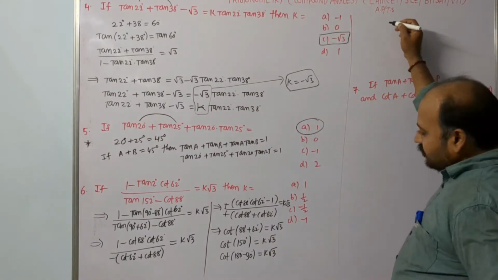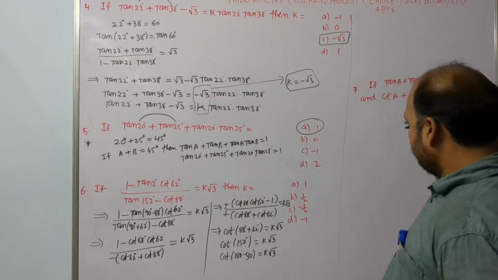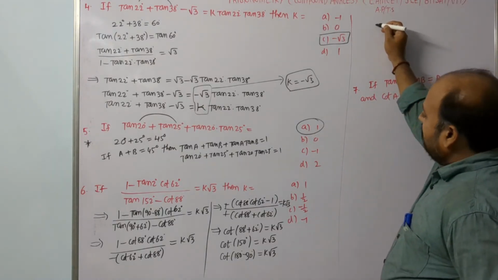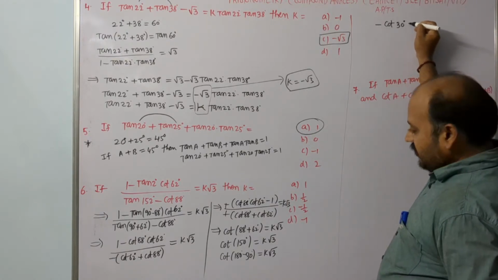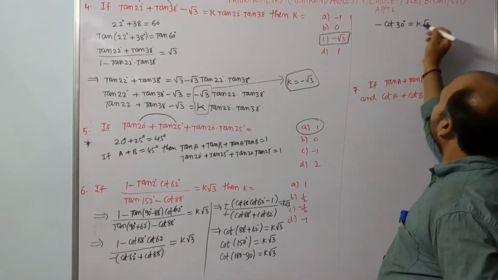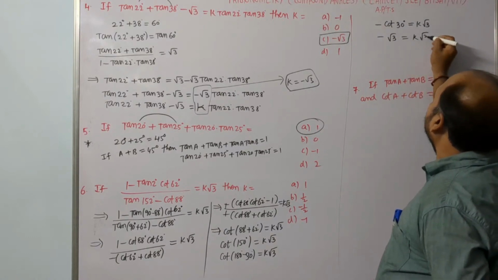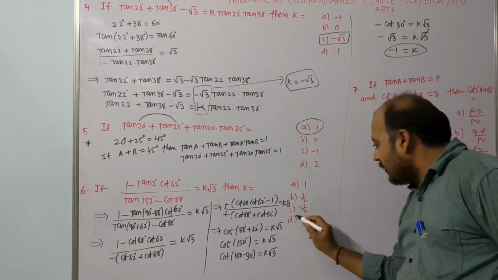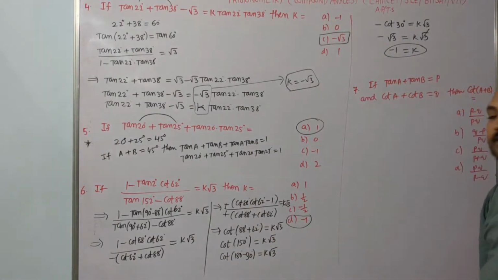So from there I am continuing, students. Cot of 180 minus 30 means minus cot 30 is equal to k root 3. Cot 30 value is root 3, so minus root 3 is equal to k root 3. So minus 1 is equal to k. So the k value is minus 1, it is there in the fourth option. Come to question number 7.